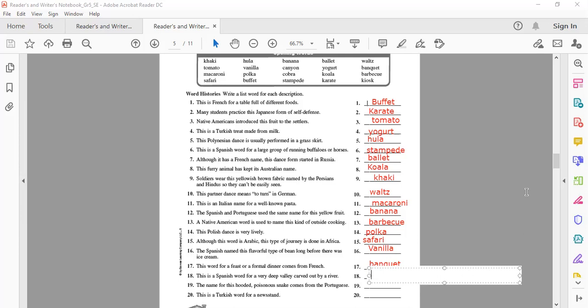I know the next one. The name for this hooded poison snake comes from the Portuguese cobra. Cobra, excellent. The last one, Tala. This is a Turkish word for a newsstand, a newsstand or ice cream kiosk. Very good.